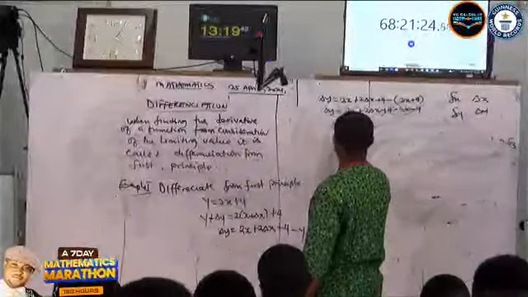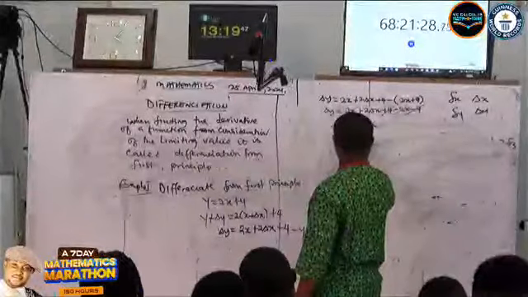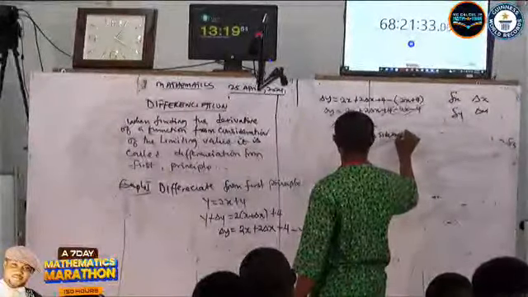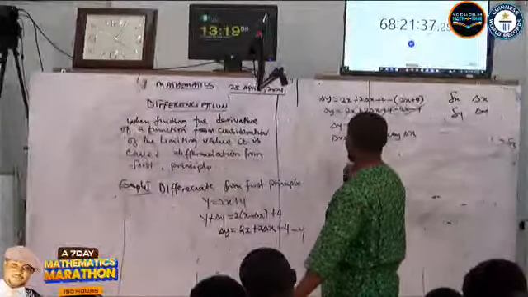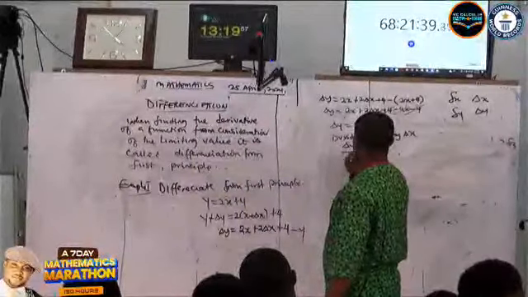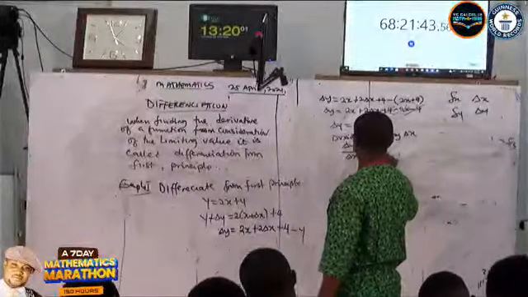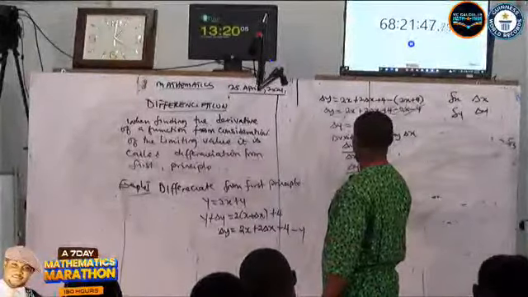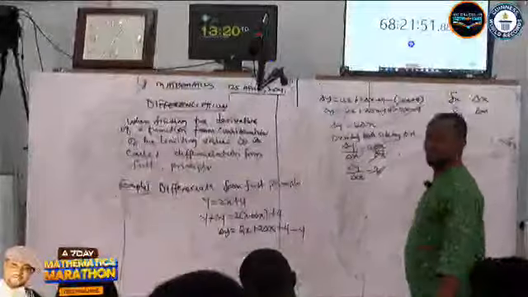So dividing both sides by change in x, what do we have? Change in y over change in x equals 2 change in x over change in x. So what do you see now? My change in y over change in x will now be equal to 2. All right.